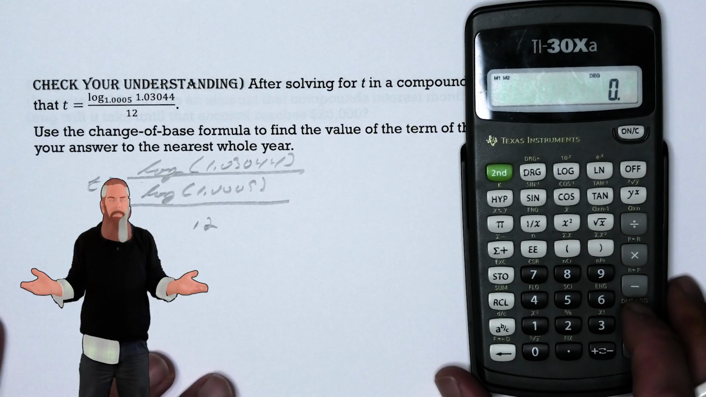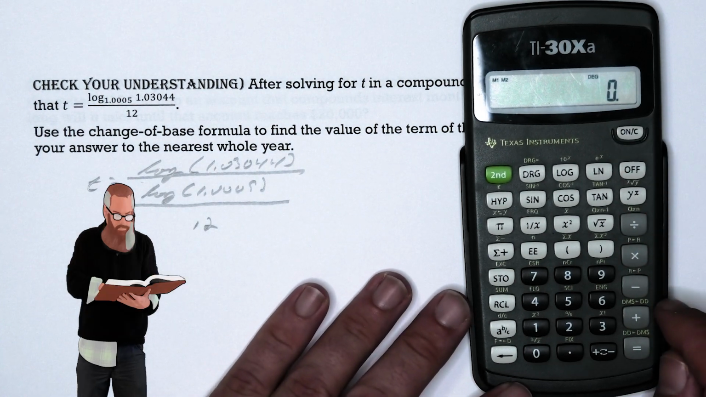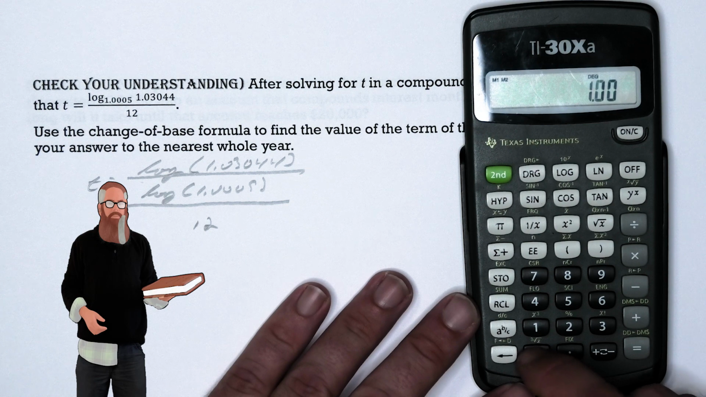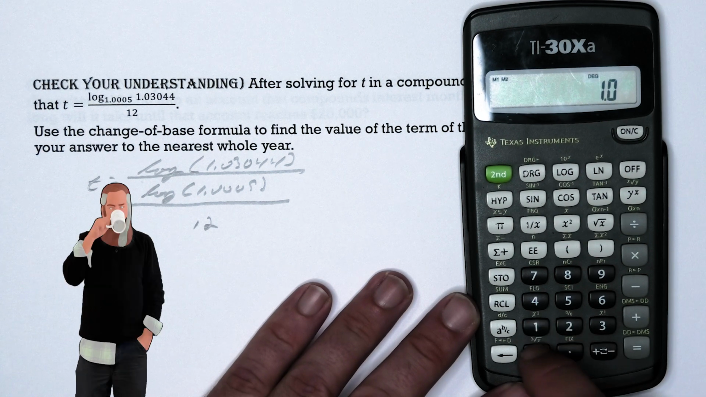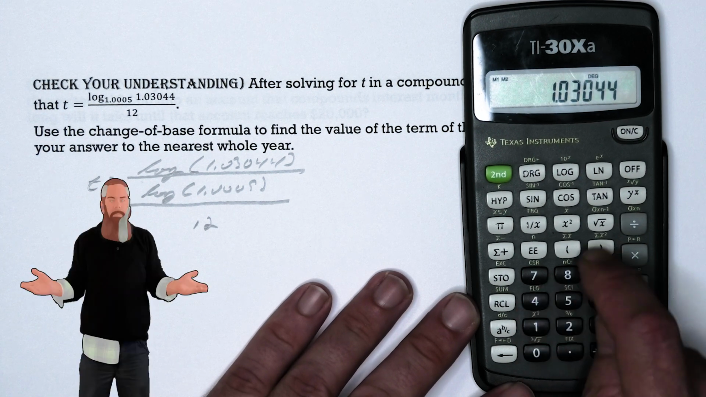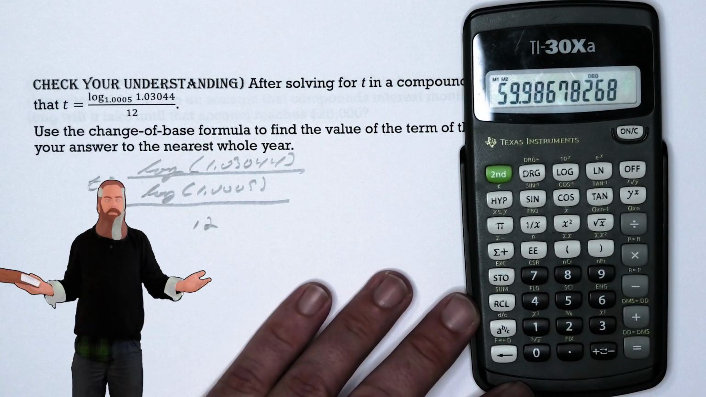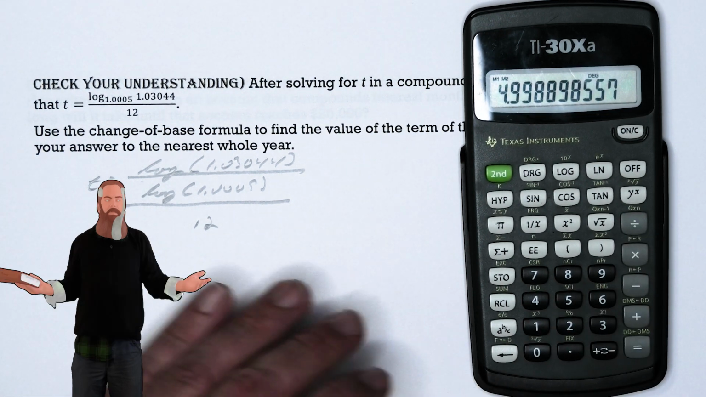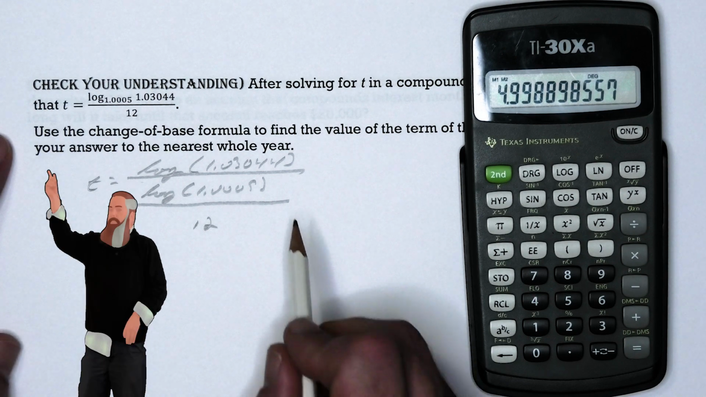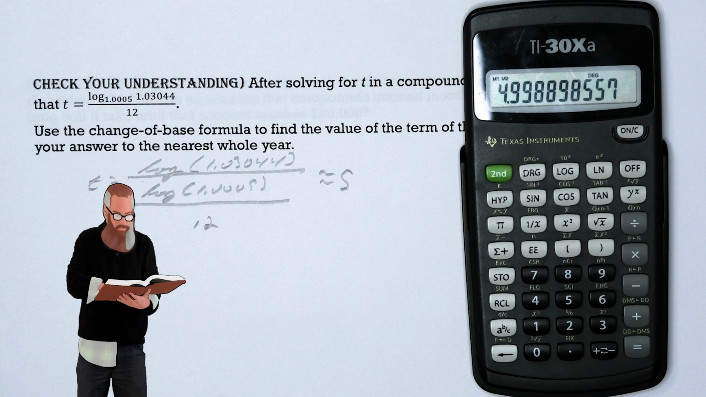If we assume that we're using a less sophisticated calculator, then we're going to want to calculate this denominator first. So 1.0005 log, store 1 to put that into the calculator's memory. Now 1.03044 log, divide, recall 1, equals, and that's the numerator, but don't forget to divide by 12, equals. We get 4.9988, which means all of this is approximately 5, since we're rounding to the nearest whole year.